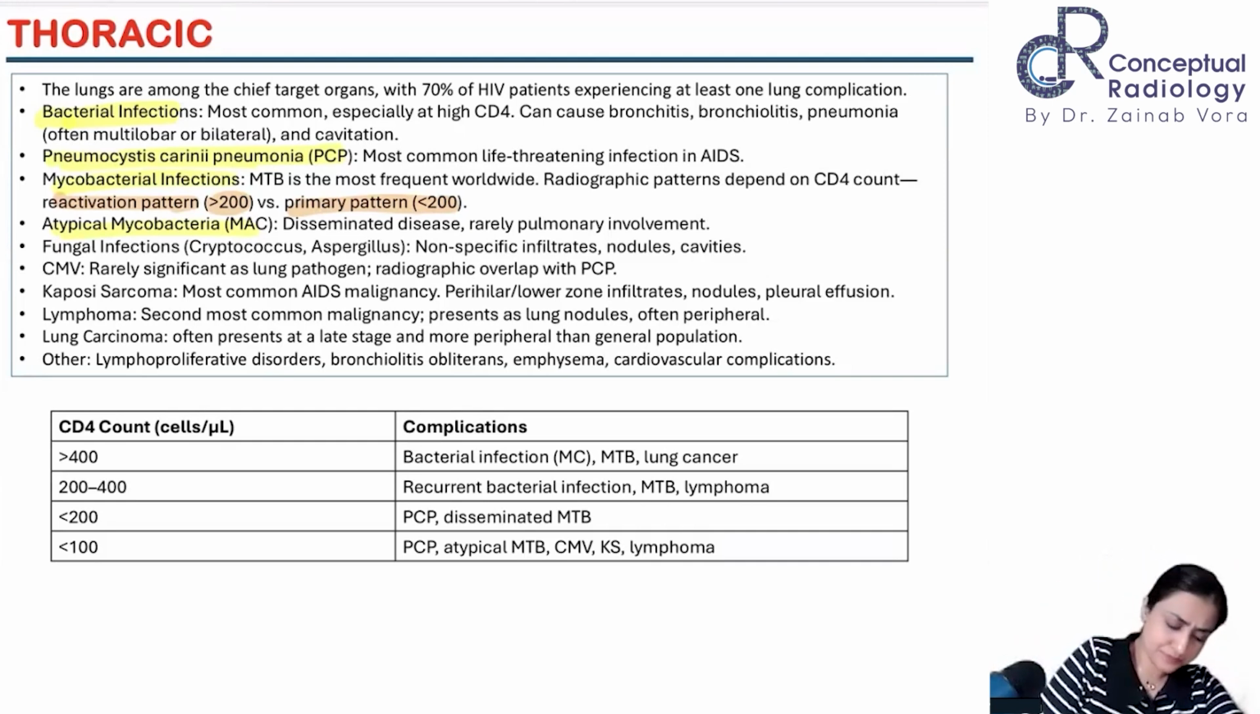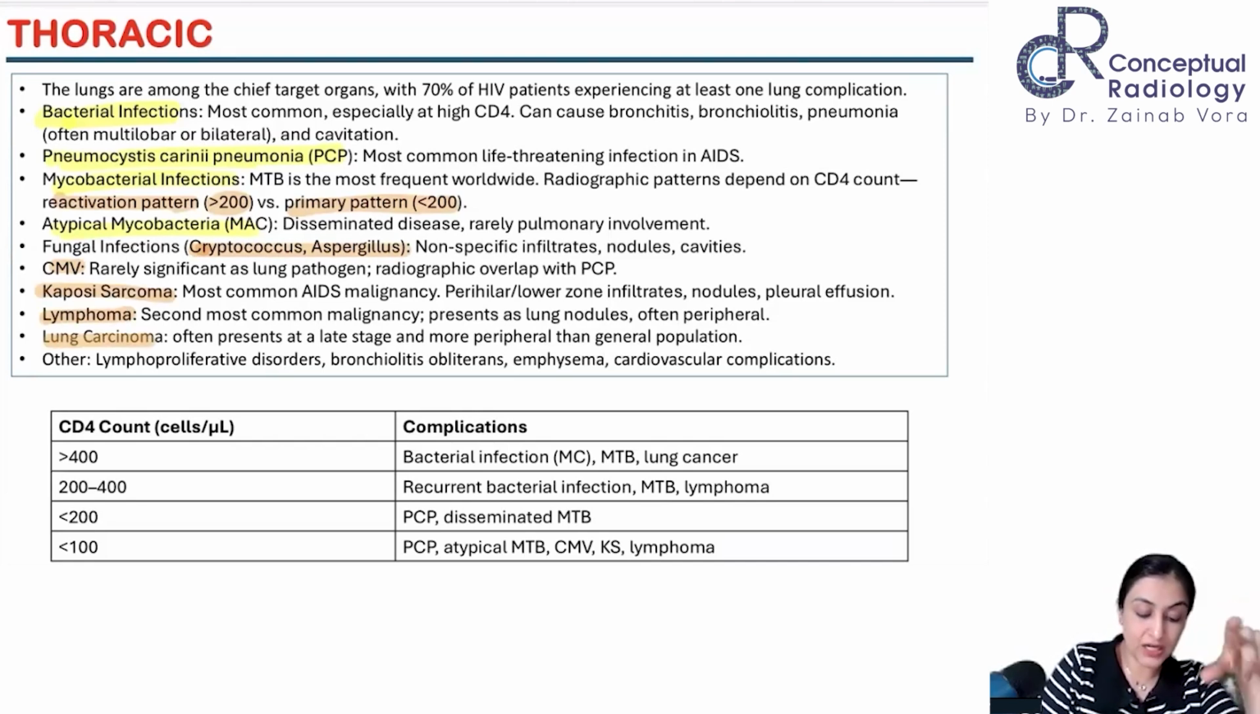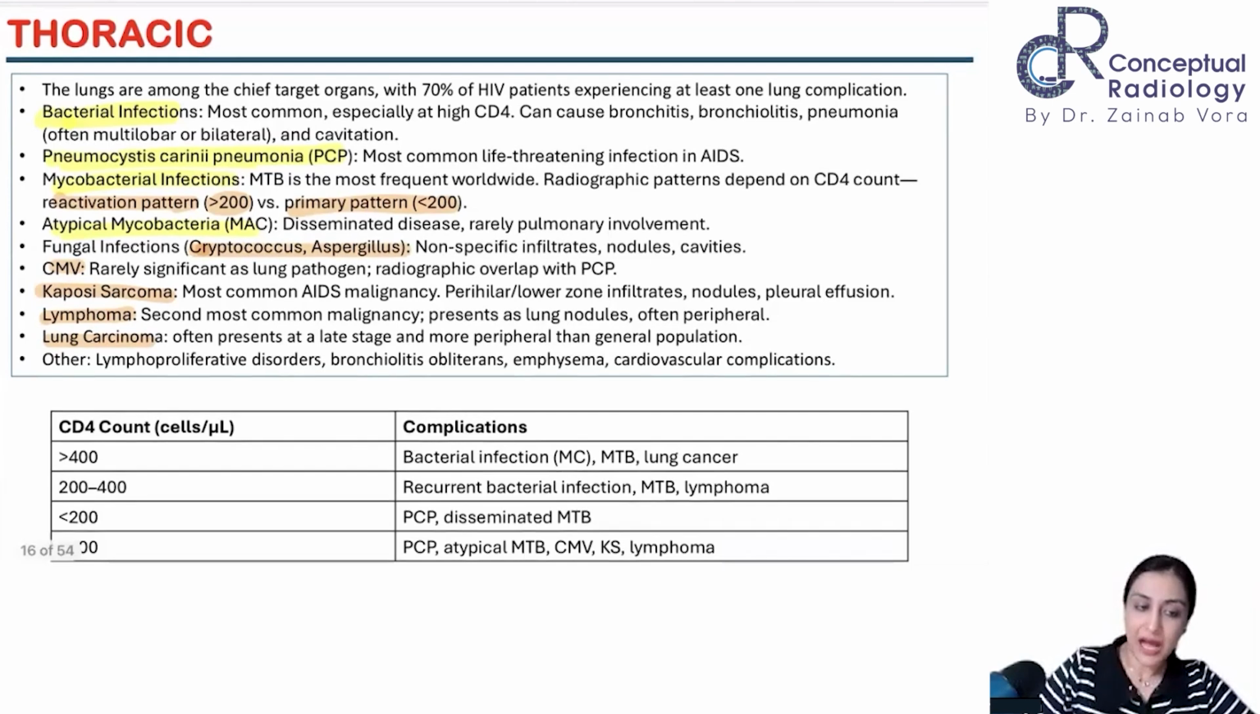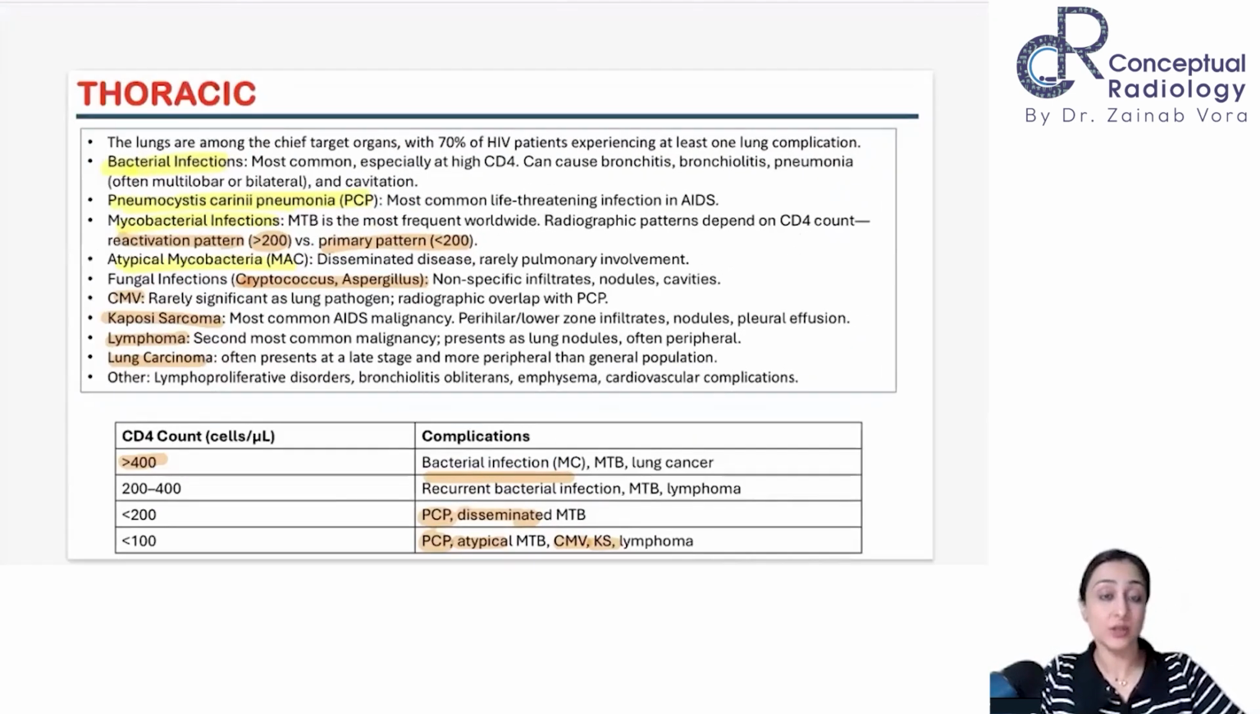Okay? Then you can have Cryptococcus, aspergillus, rarely CMV. Now the specific things start to come: Kaposi sarcoma, lymphoma, lung carcinoma also is in higher prevalence as compared to normal. Okay, so these are all the things that we have to study. How do they relate to CD4 count? So more than 400, bacterial infection, TB, lung cancer. 200 to 400, almost the same with lymphoma coming into picture. Super important, once it drops, now you have atypical mycobacterium, PCP, miliary TB, CMV, Kaposi sarcoma come in. So they come in only at low CD4 count.